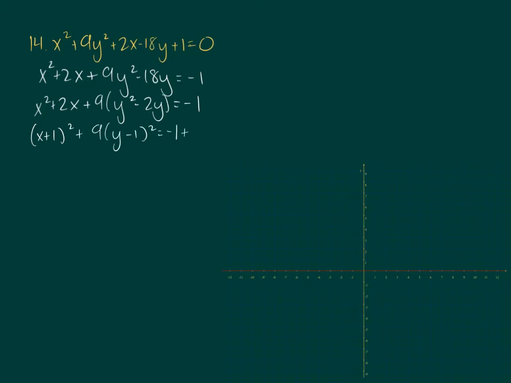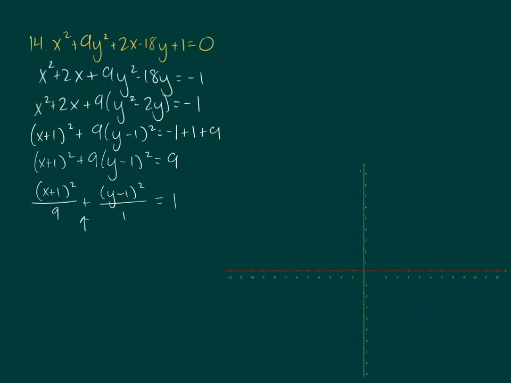So I add 1 and 9 to the other side. Okay, and so I end up with (x plus 1) squared plus 9 times (y minus 1) squared is equal to 9. And then in order to get into standard equation, I've got to get it equal to 1, right? So I'm going to divide everything by 9. And I get (x plus 1) squared over 9 plus (y minus 1) squared over 1 is equal to 1. So this is an ellipse, and that's because of this positive sign right there in the middle, right? And my center, just reading off standard equation, is negative 1, 1.